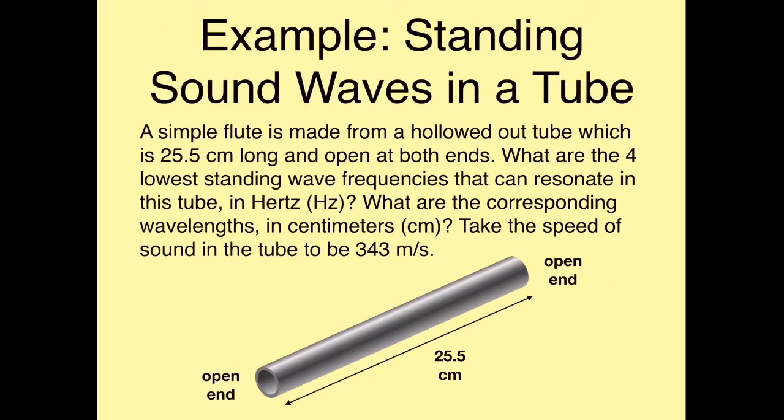So let's do an example. Let's look at standing waves in a tube. A simple flute is made from a hollowed out tube, which is 25.5 centimeters long, and it's open at both ends. So what are the 4 lowest standing wave frequencies that can resonate in this tube in units of hertz? And what are the corresponding wavelengths in units of centimeters? We're going to take the speed of sound in the tube to be 343 meters per second. So let's work this out.